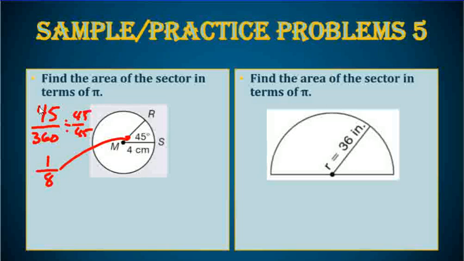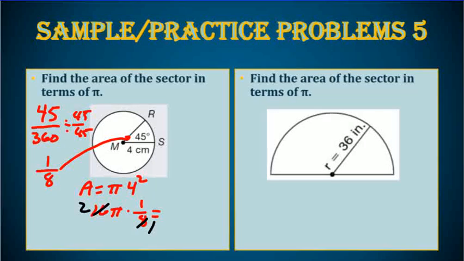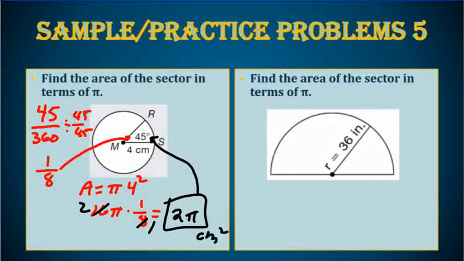So the area of the sector in terms of pi is 1/8 of the whole area of the circle. And so first we need to find the area of a circle, which would be pi times radius squared. So we would have 16 pi, and we need to multiply this by 1/8 because it's 1/8 of that. And I can simplify here, divide 8 here, divide 8 here. So we would say the area in terms of pi would be 2 pi. So this would be the area of the sector. And we would just say this would be square centimeters.